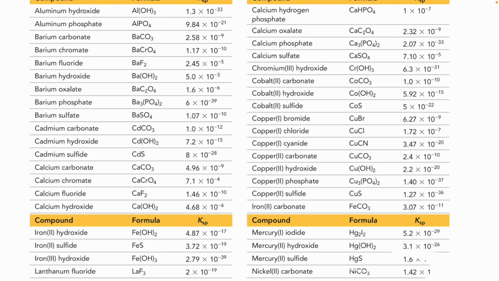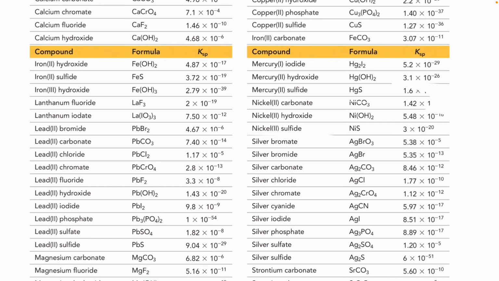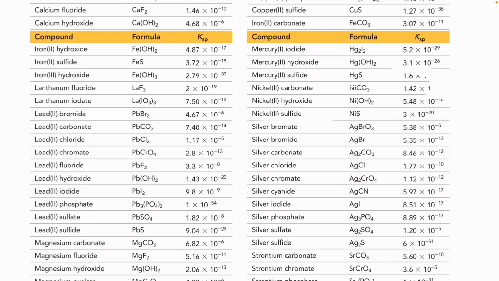All right, so first of all, let's look it up for lead-2 bromide. We got 4.67 times 10 to the negative 6. That's our KSP.